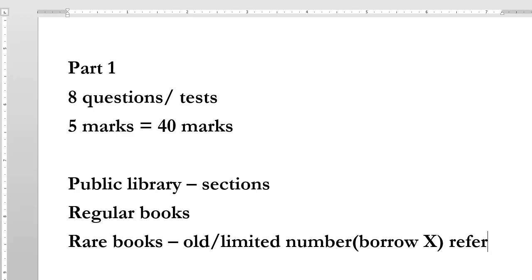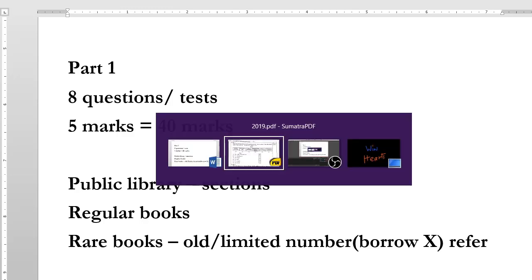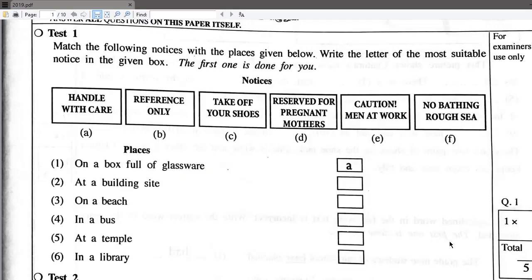So, if you have something only for reference, can you take it out of the library? No, you can't. It is actually against the law. It is illegal, and it is unethical as well. So, you should be very careful when handling books that are only for reference. So, please take that into consideration. Okay? So, reference only is to do with your library. So, take off your shoes.